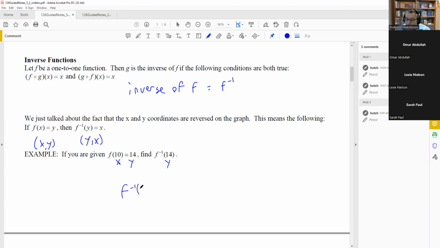So f inverse of 14 is going to be equal to 10. Again, this comes directly from this definition that we have here. So that's how we can find the x value right away without actually knowing what the inverse function is. We don't have to plug any numbers in here. We're just using this particular identity, this property right here.